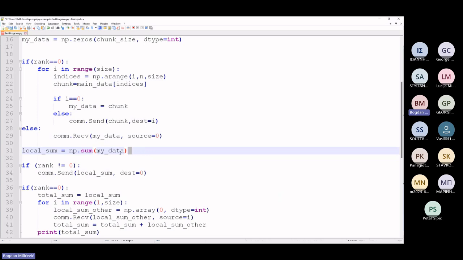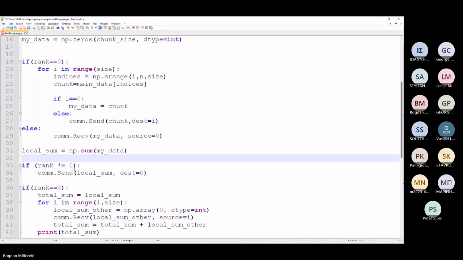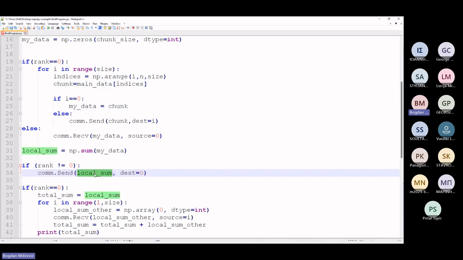What we should do now is sum all of the local sums. So the local sum from the 0th process, from the 1st process, from the 2nd, and so on. It doesn't matter how many we have. Here we decided to send back all local sums to the 0th process. So if we are not the 0th process, we are sending a local sum to whom this is set by destination. The destination should be set to 0 because we want all the local sums to be at the 0th process.